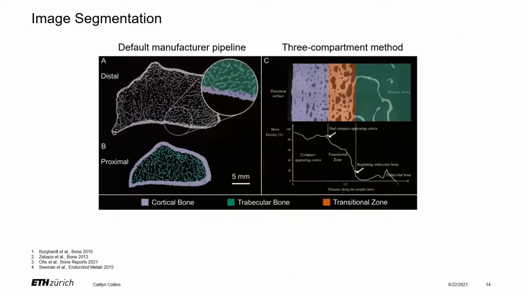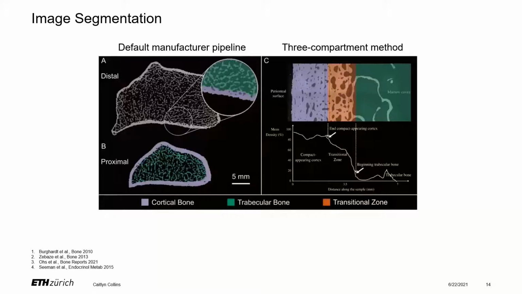So provided you're able to collect your data, the next step is really image segmentation. You need to be able to select your bone of interest and isolate it from the background. The default manufacturer pipeline performs an image segmentation protocol that not only separates out, for example, the radius from the rest of the image, but also isolates the cortical from the trabecular regions.